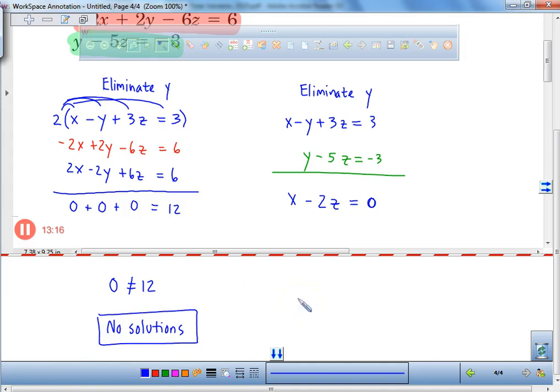Actually, we didn't do a whole bunch of work. We were going through the process, and what ended up happening? All the variables disappeared, but we got 0 equal to 12, and since it's not equal, that's where you get no solutions. So this is the scenario. If you get something like this, the answer is going to be no solutions.